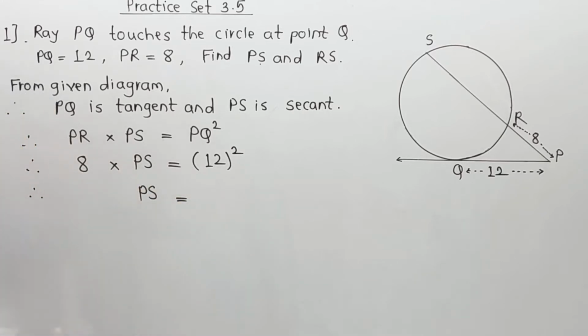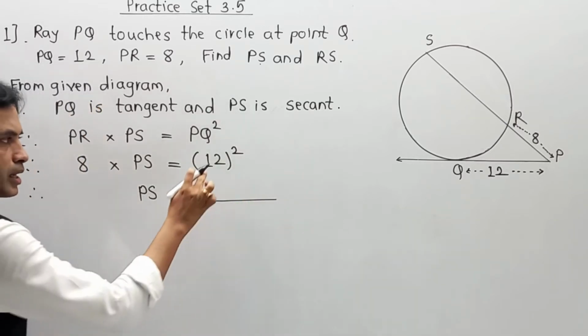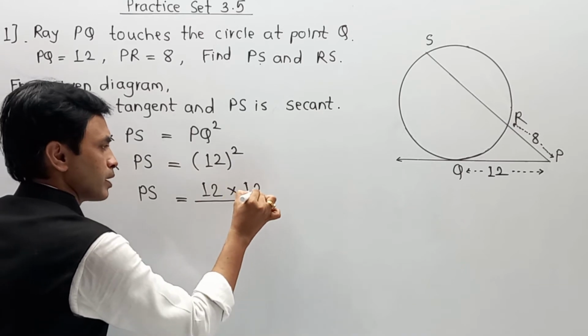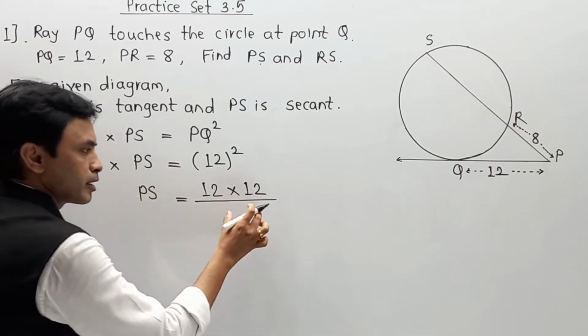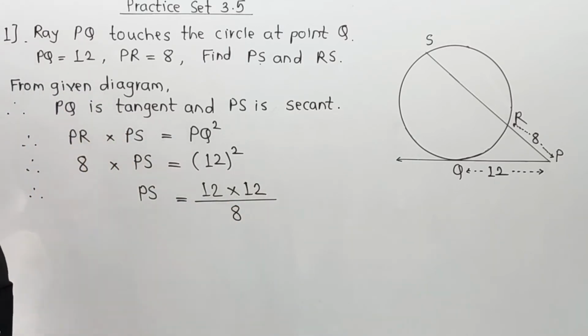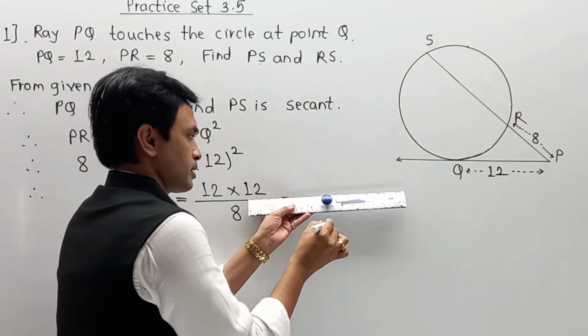Now remember this simplified step. Here 12 square, I am going to write as 12 into 12, and this 8 is multiplied, so it goes to that side and becomes divided by. This is the first main part for understanding. No doubt you can do it by simple division, but I am going to simplify in front of you so everyone can understand.